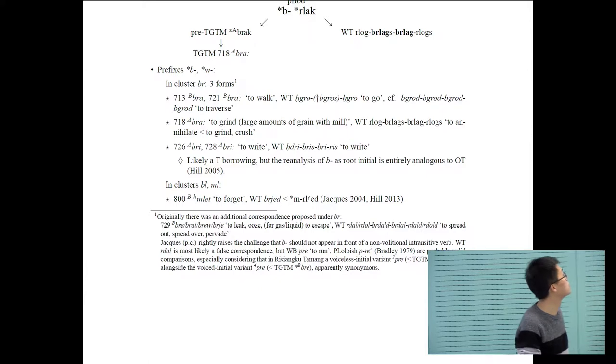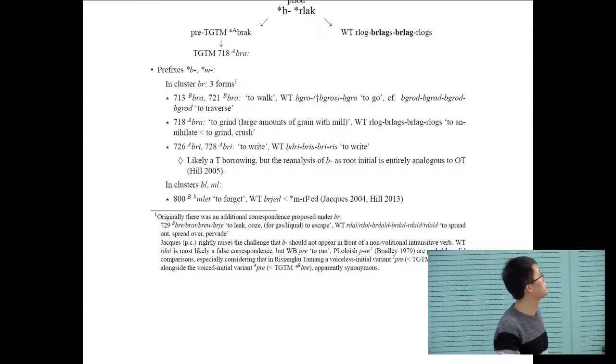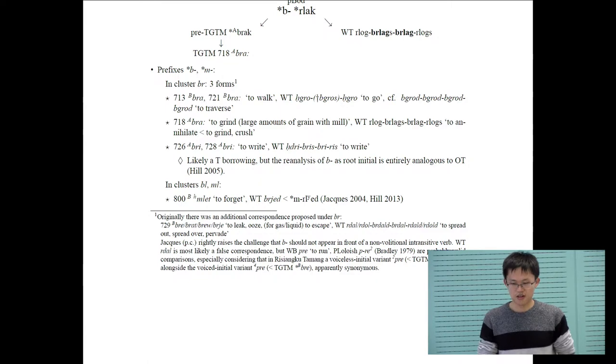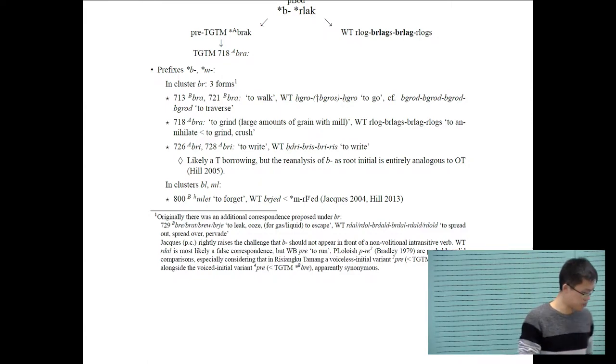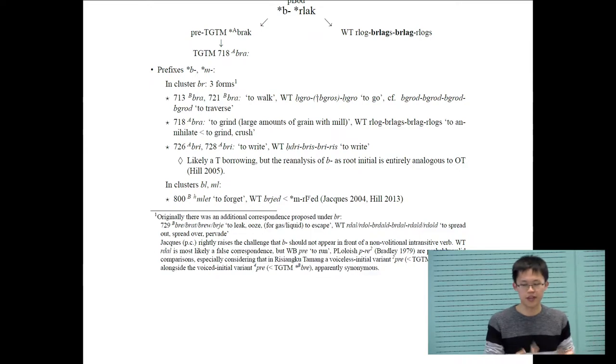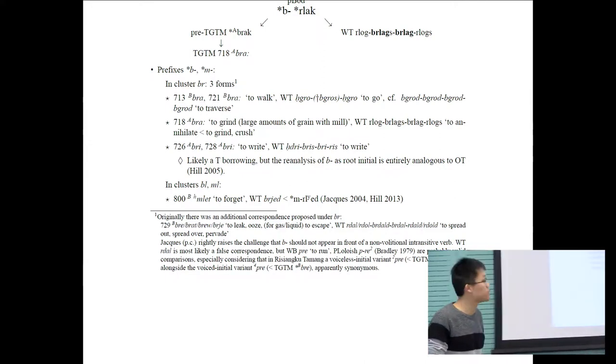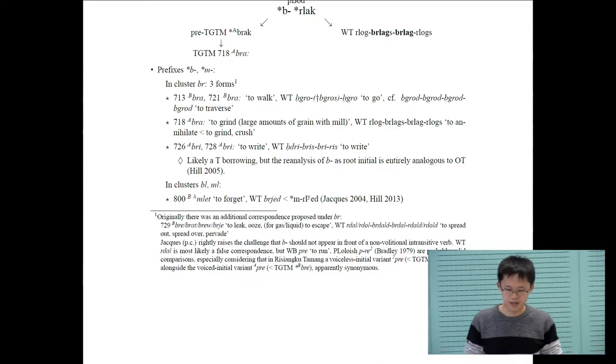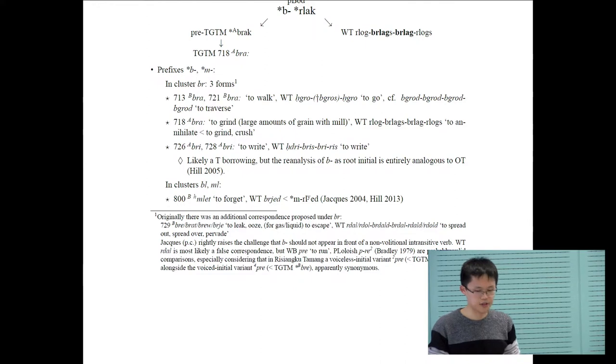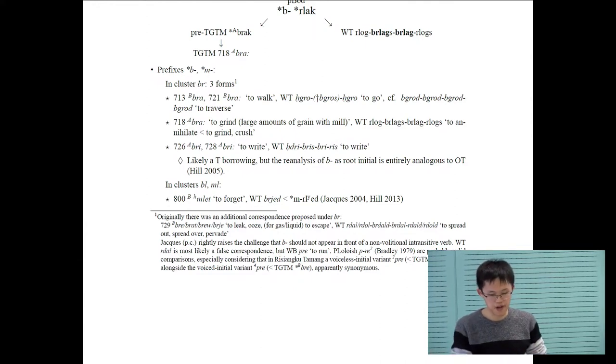So the first one, to walk, TTM has bra. Written Tibetan has a gro. So this is to go. Interestingly, there's no past stem. There's no regular past stem attested for written Tibetan. It's suppleted by a different verb, which we'll actually talk about later on. But the correspondence would be that this past stem with a B prefix presents us with the best sound correspondences to bra.